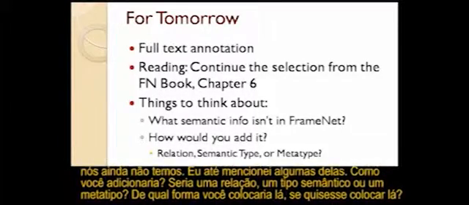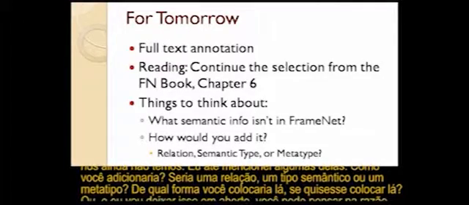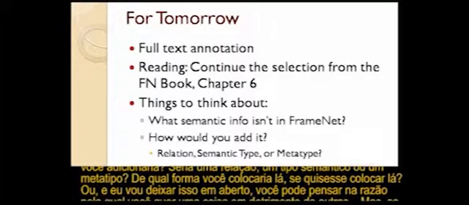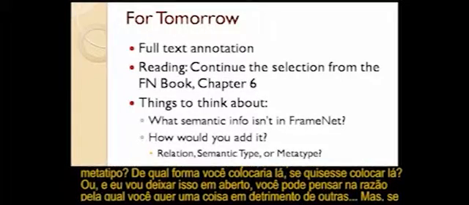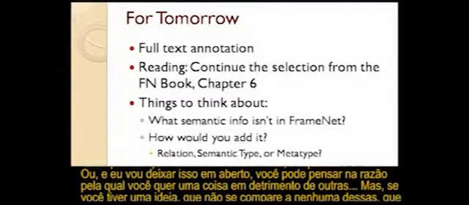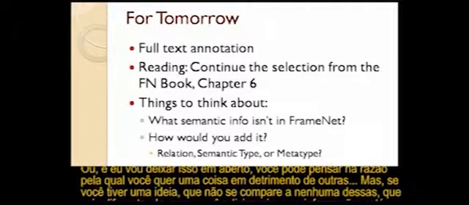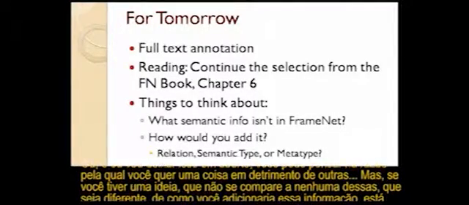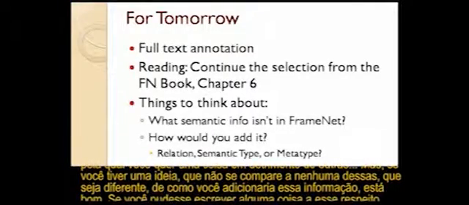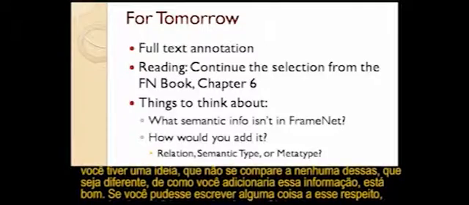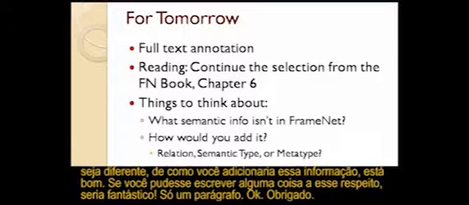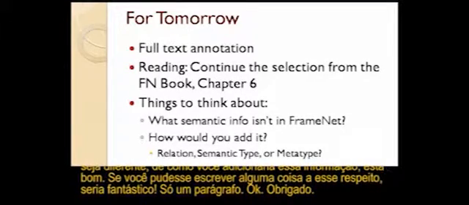How would you add it? So should it be a relation? Should it be a semantic type? Should it be a meta type? Which way would you put it in there if you wanted to put it in there? Or, and I'll leave this open, I can't think of a reason why you'd want something other than those. But if you come up with an idea which doesn't match any of those, but is a different idea about how you would put this information in, that's fine too. So if you could write up a little something about that, that would be awesome. Just a paragraph or something.